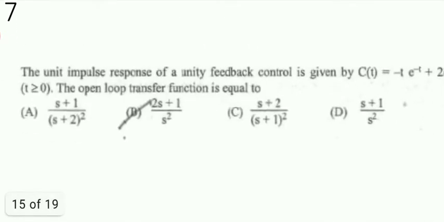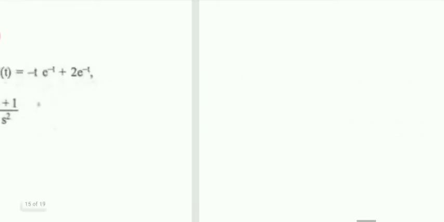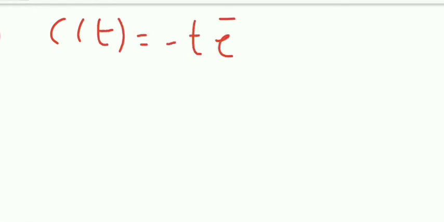Next question, the unit impulse response of a unity feedback system is given by c of t is equal to minus t e power minus t plus 2 e power minus t. Then the open loop transfer function is equal to? So they have given the impulse response, and we have to find the open loop transfer function.